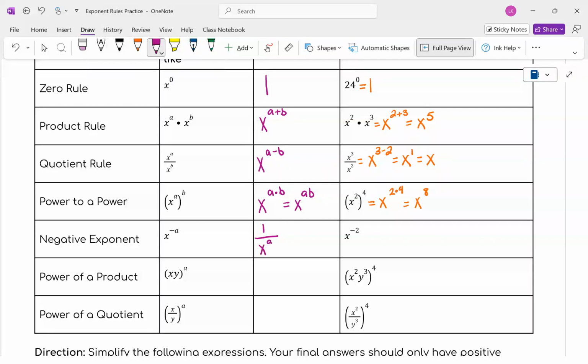If you have a negative exponent like x to the negative a, this is going to become 1 over x to the a. So if we have something like x to the negative 2, this is going to become 1 over x squared. Or if you have something like 1 over x to the negative 2, sometimes this is called the reciprocal rule because what this is going to become is just x to the 2. So this is just going to flip your fraction because there's an invisible little 1 that lives underneath there.